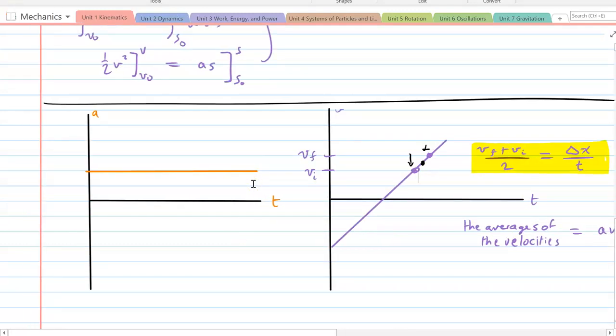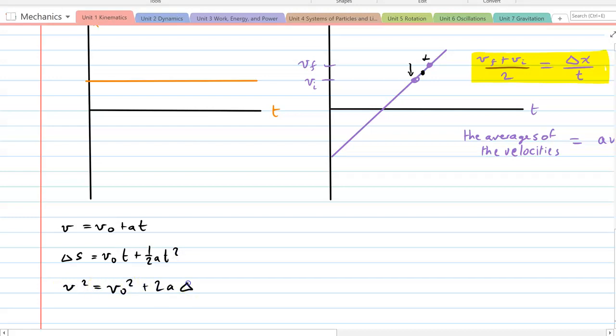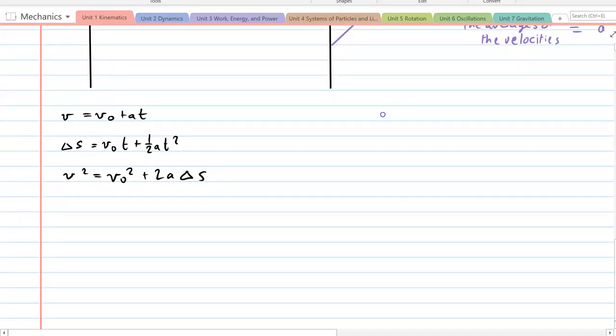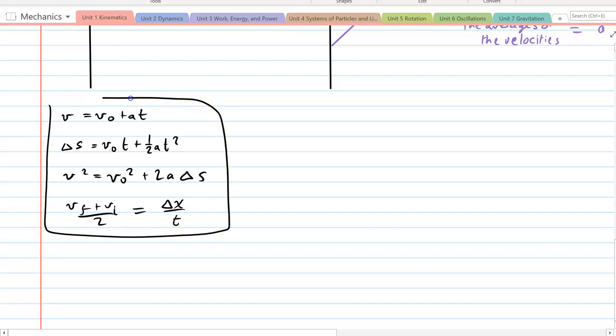So let me rewrite them all for you. A good summary. V equals v naught plus at, this was the very first one. Delta s is equal to v naught t plus half a t squared. V squared equals v naught squared plus 2a delta s. And then the final one is v final plus v initial over 2 is equal to the average velocity, which I'm just going to write as delta s over t. So, these are the kinematic equations.